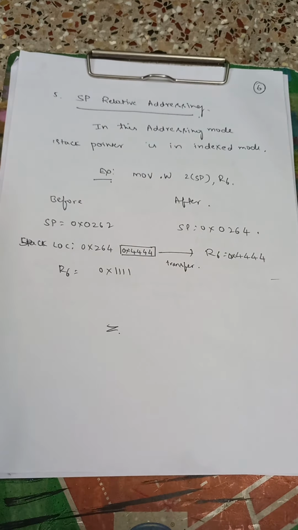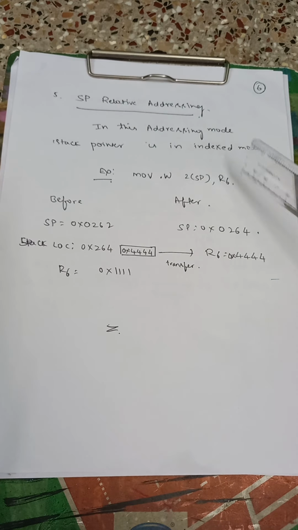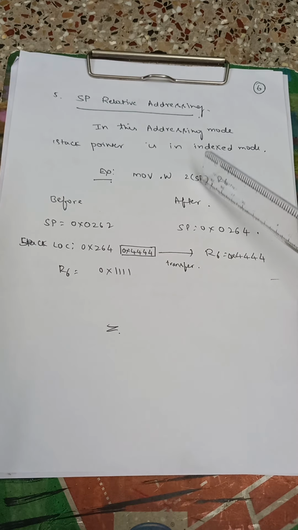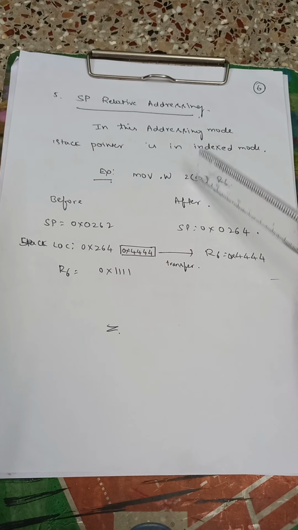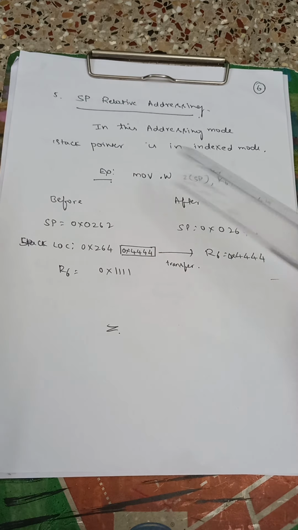Coming to the fifth one, SP relative addressing. Because SP is coming, the operand naturally will be there in the stack. In this example, 2(SP), that means SP content will have the address of the stack, plus 2 will be the new address of the stack location, from where information that is there in the stack pointed location will be transferred to R6. Let us see the demonstration.